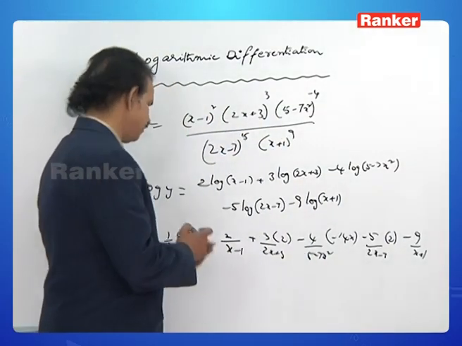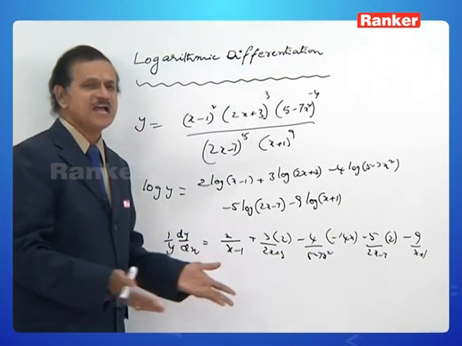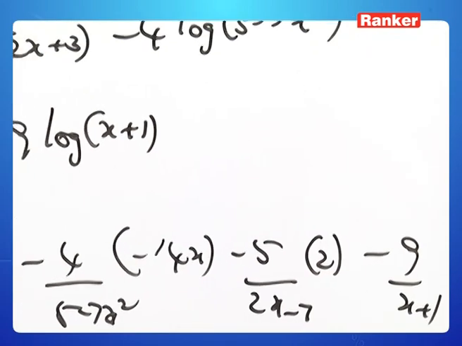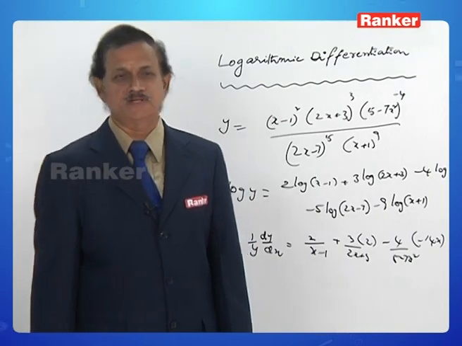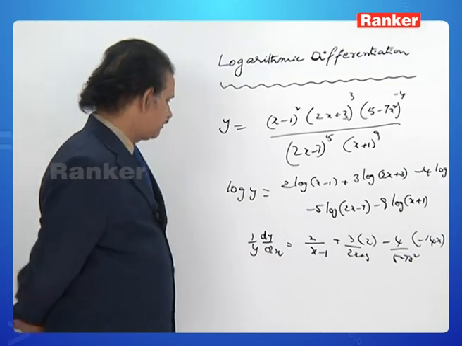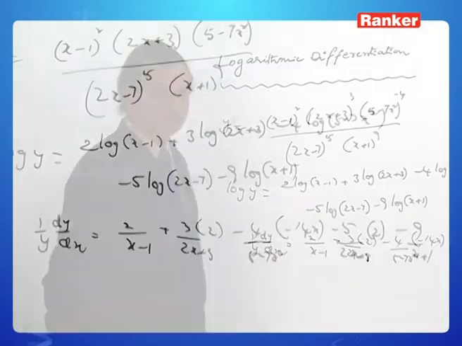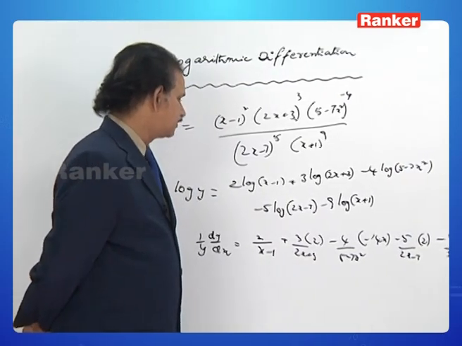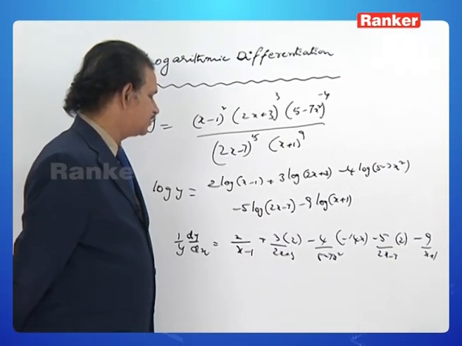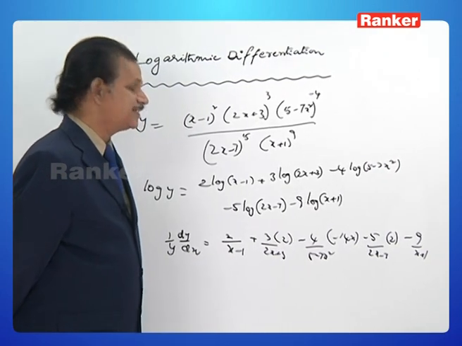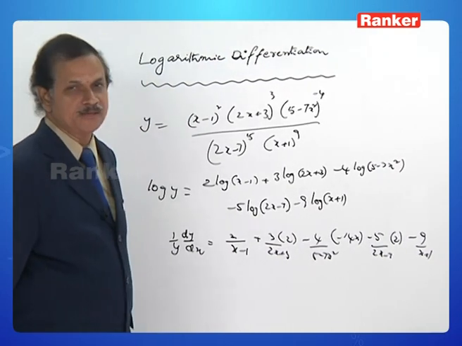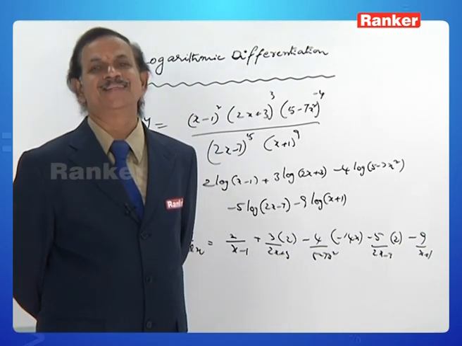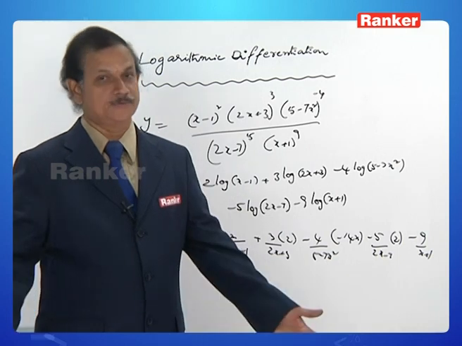And by simplifying, you will be able to get a lengthier answer. Of course, nobody can save it. Its nature is like that. So ultimately the answer is dy by dx is equal to y, y meaning this bulky expression, into 2 by x minus 1 plus 6 by 2x plus 3 plus 56x by 5 minus 7x square minus 10 by 2x minus 7 minus 9 by x plus 1, is of course the answer. Bulkier problem, lengthier answer, its fate is like that.